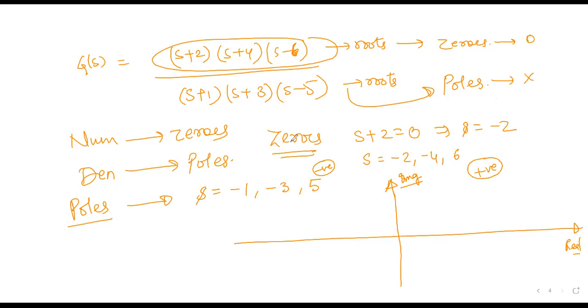Can we see what are the locations of zeros? -2, -4 and 6. So suppose this is -2, this is -4 and this is your 6, and this is your 5, and this is your -1, and this is your -3. So zeros locations are -2, -4, and 6, that means circle here, and here. What are the locations of poles? -1, -3, and 5. So cross sign here, cross sign here, and cross sign here.